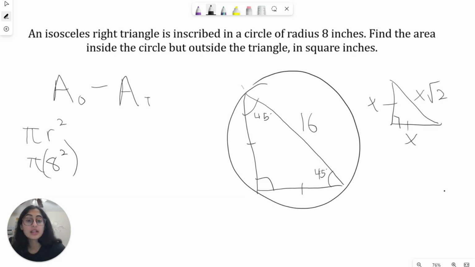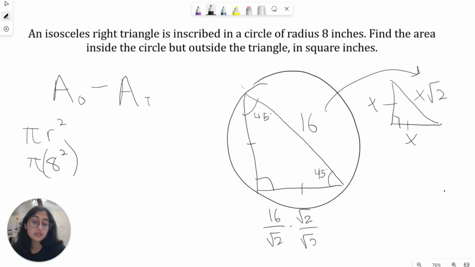So if we say 16 is the equivalent of x square root 2, and we want to find the leg, or x, all we have to do is divide 16 by square root 2, which is equal to 8 square root 2. We can think about it like rationalizing this by multiplying it by square root 2 over square root 2, which is just 1, so we're allowed to do that. And we end up with 16 square root 2 over 2, or just 8 square root 2. So that's our leg, it's 8 square root 2, which is nice because we need this leg, 8 square root 2, to solve for the area of the triangle.